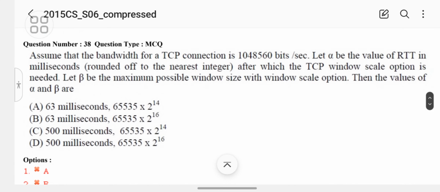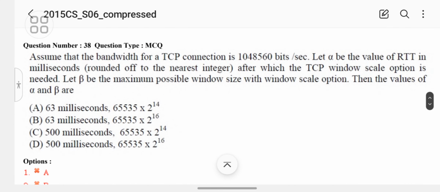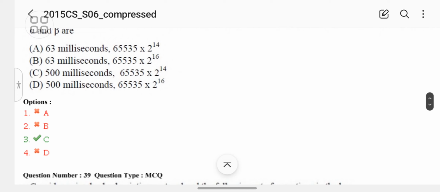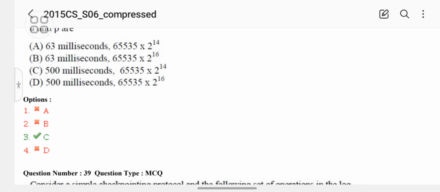1110. Now 38: assume that the bandwidth for a TCP connection is given in bits per second. Let alpha be the value of RTT in milliseconds, rounded off to the nearest integer, after which the TCP window scale option is needed. Let beta be the maximum possible window size with the window scale option. Then the values of alpha and beta are what? So for 38 our answer will be C, that is 500 milliseconds, and 65535 into 2 to the power 14.